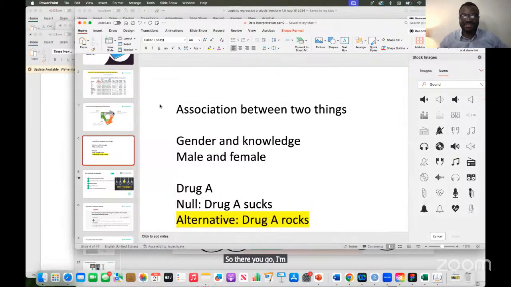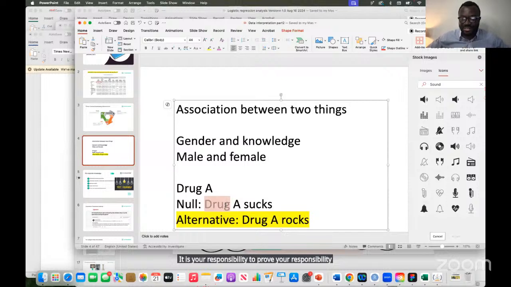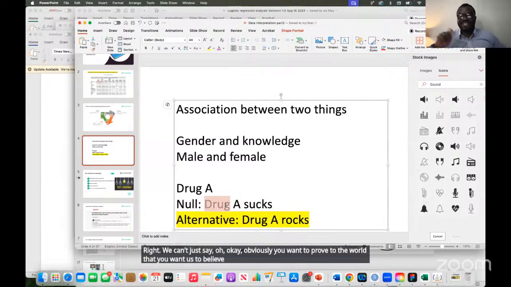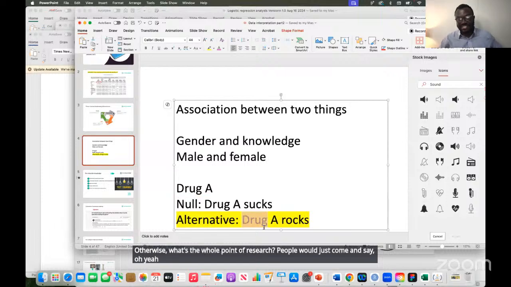No. We are going to set your study against the null, and it is your responsibility to prove that the null is wrong, right? We can't just say, oh, okay, obviously you want us to believe that drug A rocks. But first of all, you have to prove that it does not suck, right? This is why we test against the null. Otherwise, what's the whole point of research? People will just come and say, this is the alternative. That's not even research anymore. That's just you coming to declare something, right?